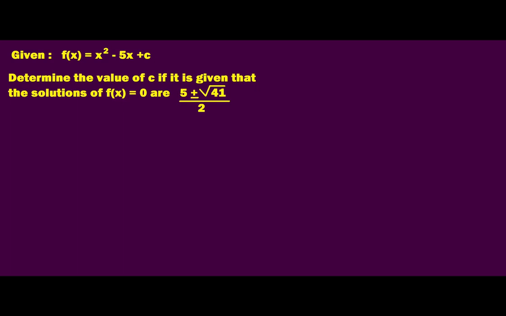So the first step in solving this equation is knowing that the solutions are x = (5 ± √41)/2, right? This is the first step in understanding what the directions are saying. They say given that the solutions of f(x) = 0 are (5 ± √41)/2. So from here, we're going to solve this problem in a very interesting manner.